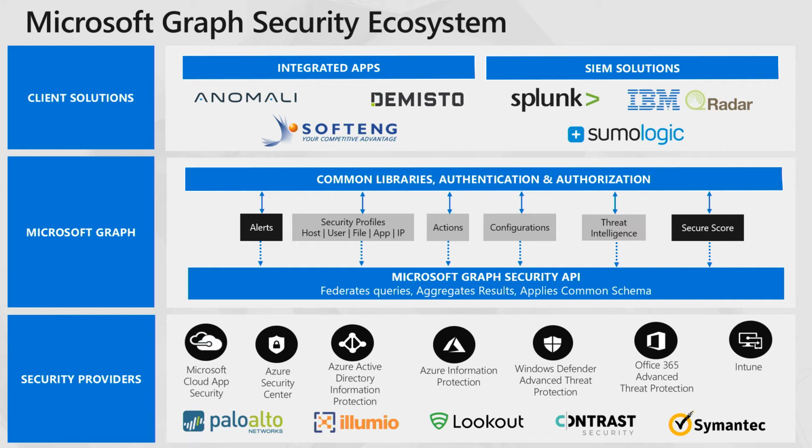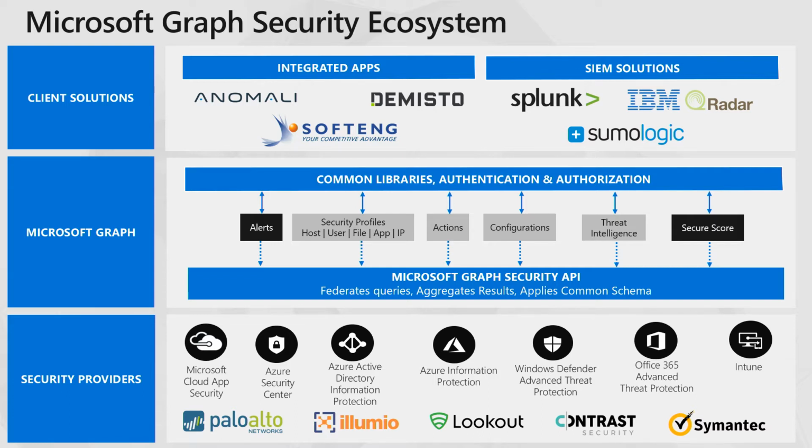So next, let's get to how this is possible. What integration are we talking about? What does this look like? Let's take, for example, client solutions like Anomali, Demisto or Swimlane, who have integrated with the Graph Security API.